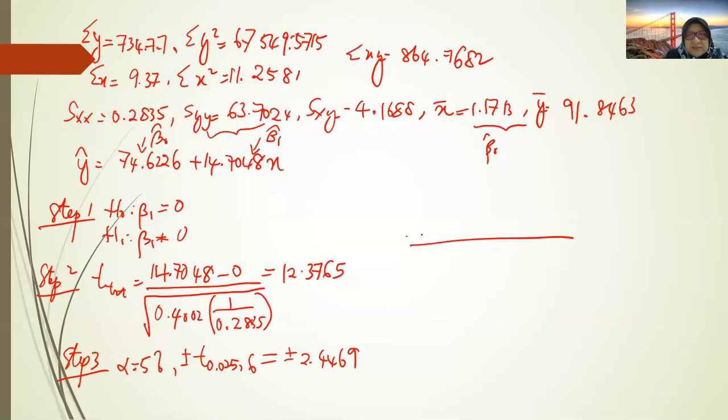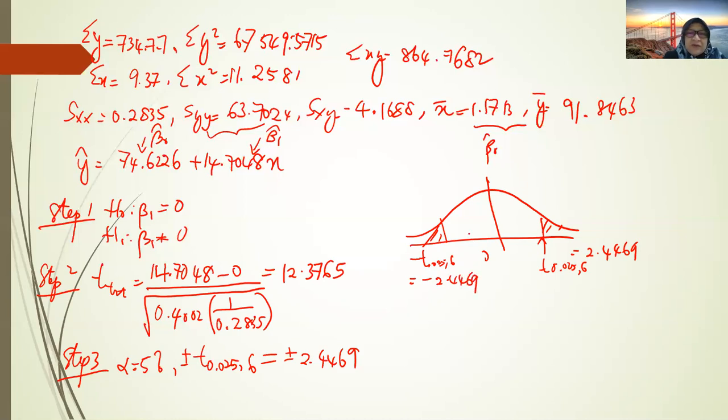Okay, so if I can draw this, to help you visualize. So we have this one, minus t 0.025, and this is t 0.025, which is 2.4469. This one equals negative 2.4469. The value that we calculate is this one, which is in the rejection region, the shaded region. So this is the t-test. This diagram just helps you to visualize, but you still have to rewrite it.